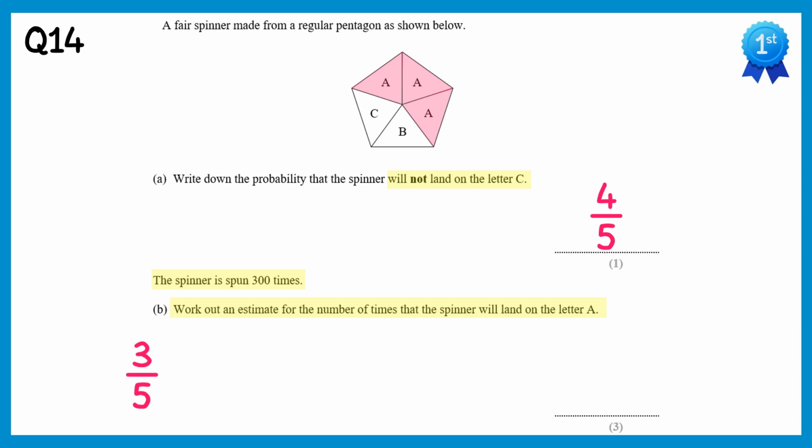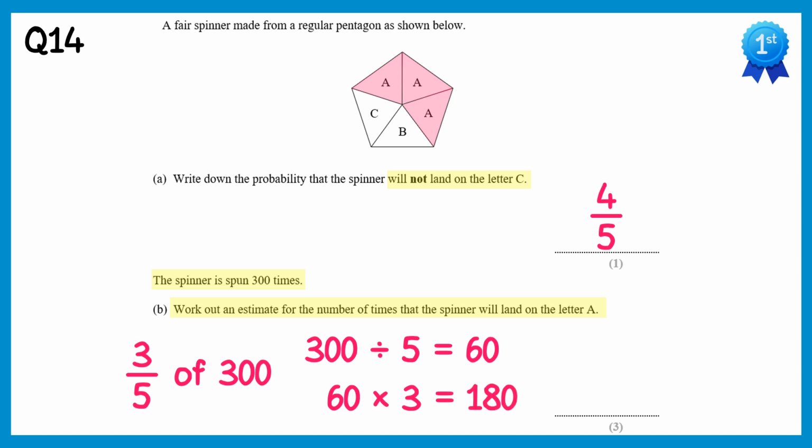Since we spin this spinner 300 times, we need to then work out 3/5 of 300. To work out 3/5 of 300, we do 300 divided by 5 first, which gives you 60, and then we multiply by the 3 on the top of the fraction, so 60 times 3, which is 180. So the answer for the estimate of number of times it will land on A is 180.